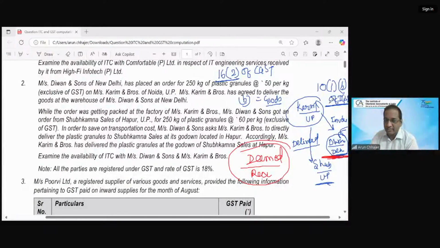Proviso to section 16(2). Okay. Any other answer?